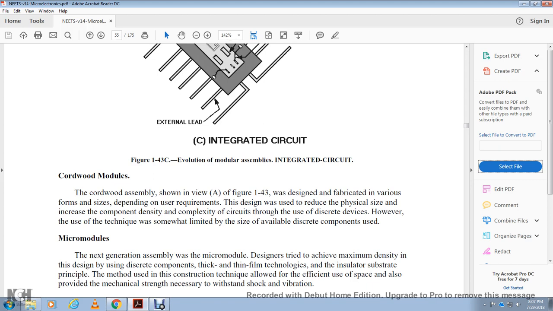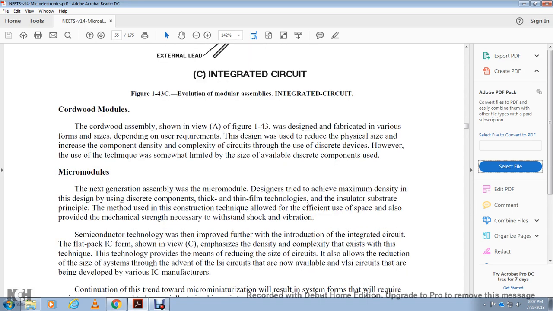Micromodules, next-generation assembly. The micromodule design tries to achieve the maximum density of the design with discrete components of thin-film technology on an insulator substrate. The principal method used in the construction technique allows for efficient use of space and also provides the maximal strength necessary to withstand the shock of vibration.